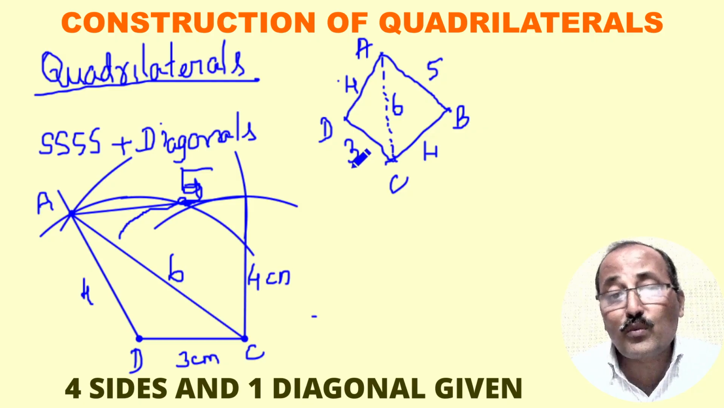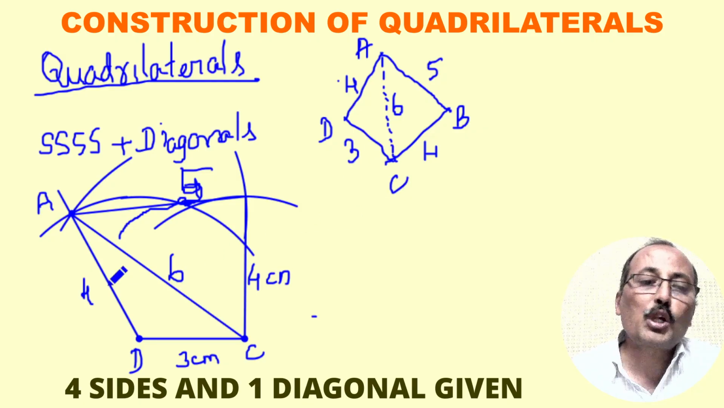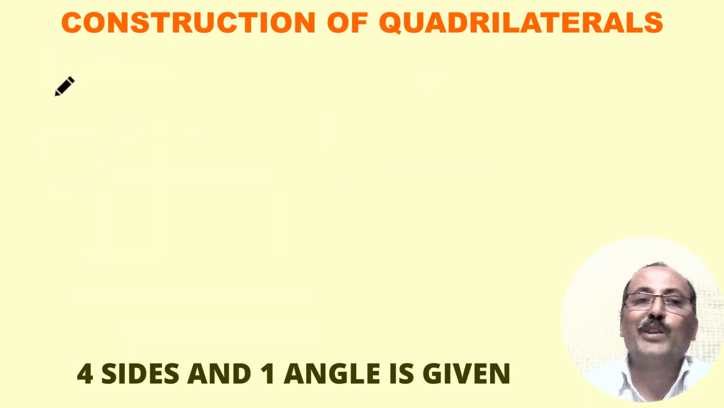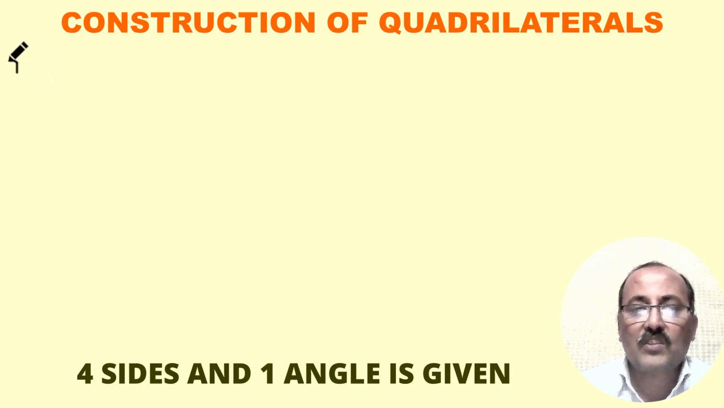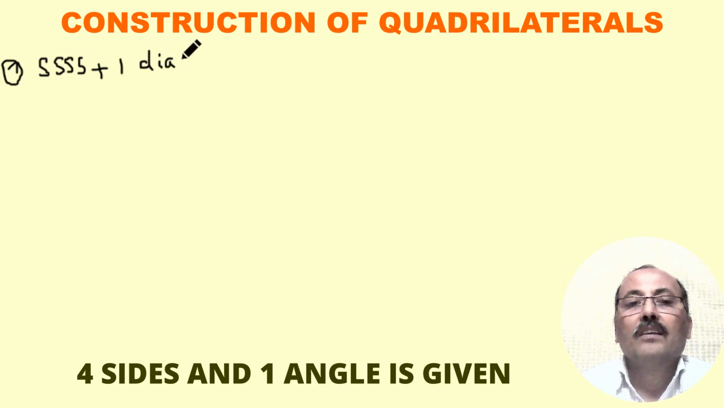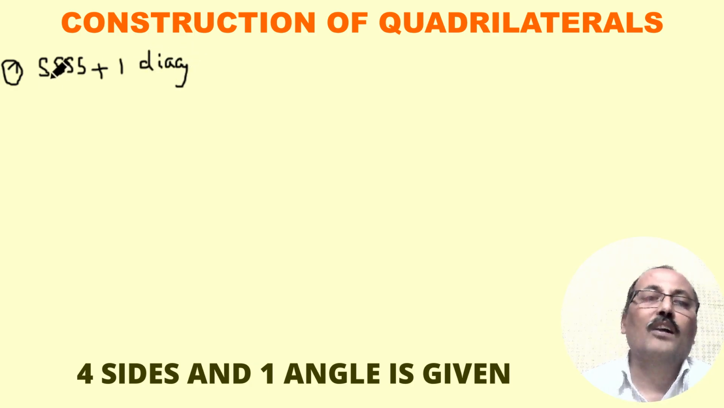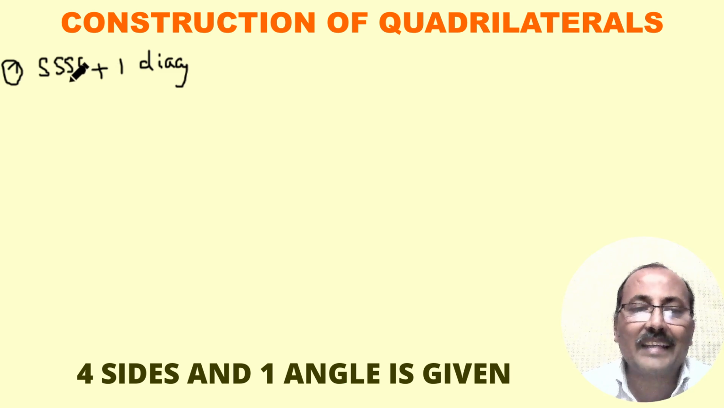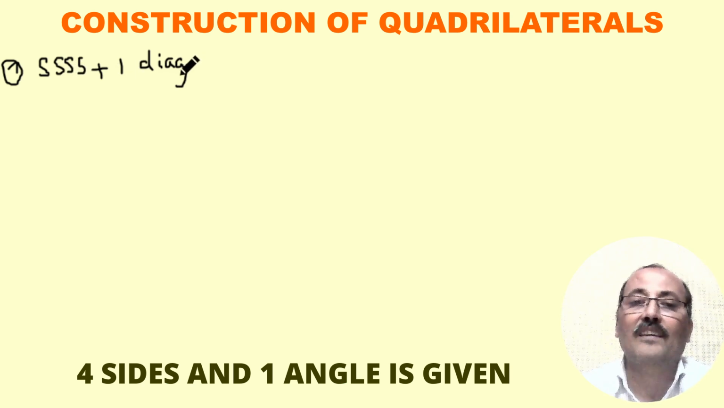What about the next one? Shall we go to the next one? This is our next video in the topic construction of quadrilaterals. In the first type we have seen SSS plus 1 diagonal. Now in the same manner you can use SSS, 3 sides and 2 diagonals also. More than that is not possible, because diagonals are only 2. That is possible to construct.